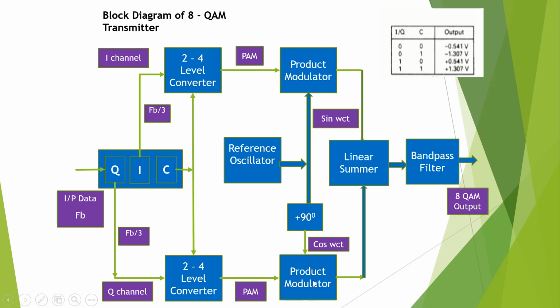Both are given to the product modulators, where the reference carriers are used to modulate the signals. One is sin omega ct and the other is the 90-degree phase shifted sin omega ct, that is nothing but cos omega ct. The outputs of the product modulators are given to the linear summer, and the output of that is applied to the bandpass filter to get the 8QAM output. Now here we can see the I and Q components and the C component, and the output voltages for each.